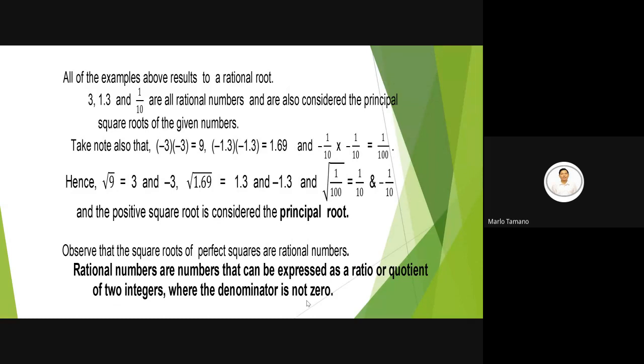Naintindihan? Ulitin ko, kapag principal root lang po, positive lang po ang ibibigay ninyo. Pero kapag sinabi what is the square root, you have to give the positive and negative value. Naintindihan?